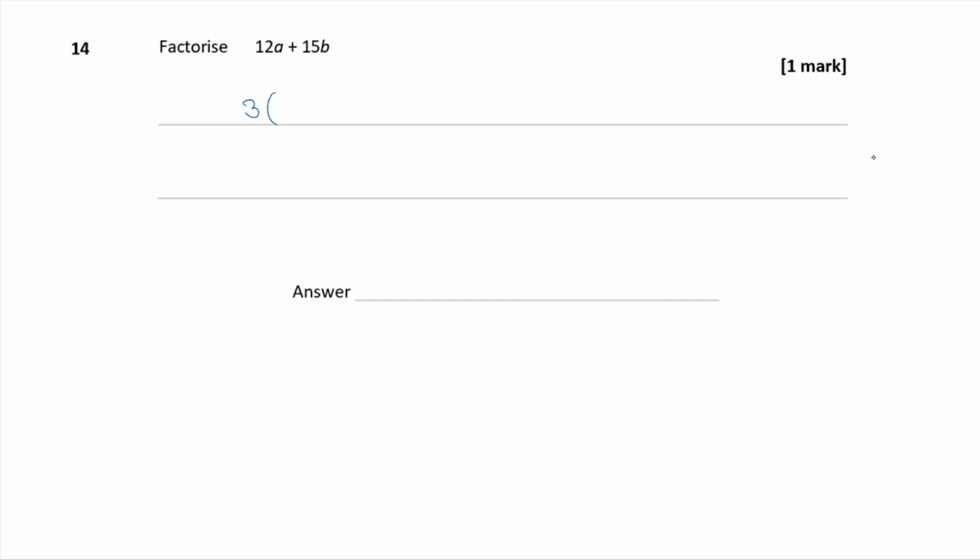And then I need to think, well, what times 3 is going to give me 12a? Well, it's going to be 4a, isn't it? 4a times 3 is 12a. And what times 3 is 15b? It's going to be 5b, because 5b times 3 is 15b. So factorising 12a plus 15b gives me 3 lots of 4a plus 5b.